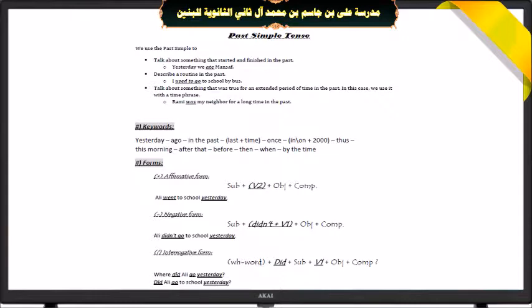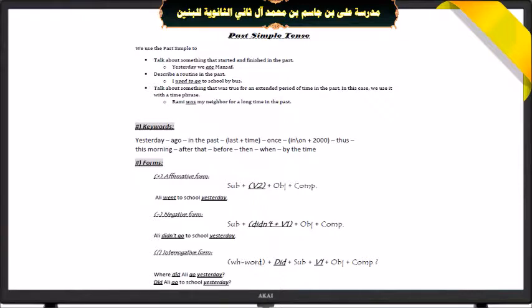In the negative form, after the subject we use didn't for the not, and we use verb one, which is the base form. For example, Ali didn't go to school yesterday.